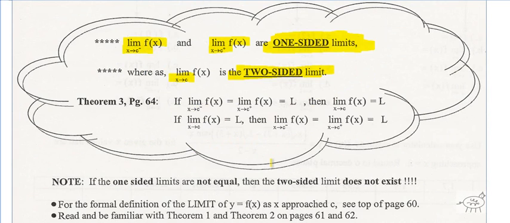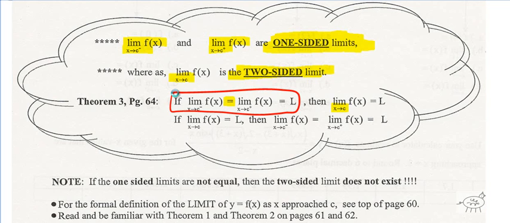So this is theorem 3 on page 64 in your calculus book. Basically, if the limit as x approaches c from the left-hand side, from the negative side, is equal to the limit from the right side, then the two-sided limit is equal to that same value. So if both of these are true, and they equal one certain value, then the two-sided limit also equals that value.